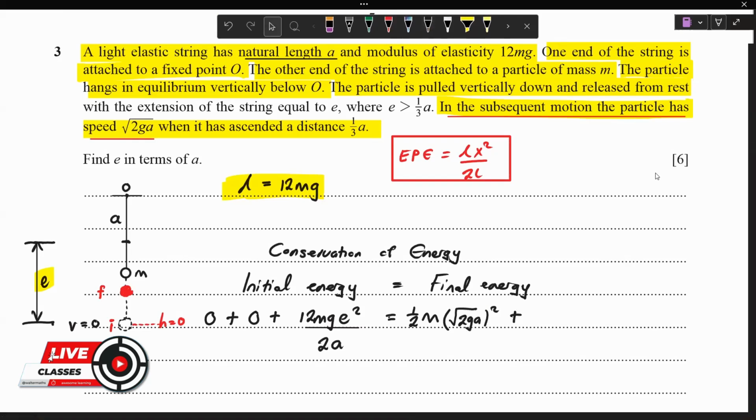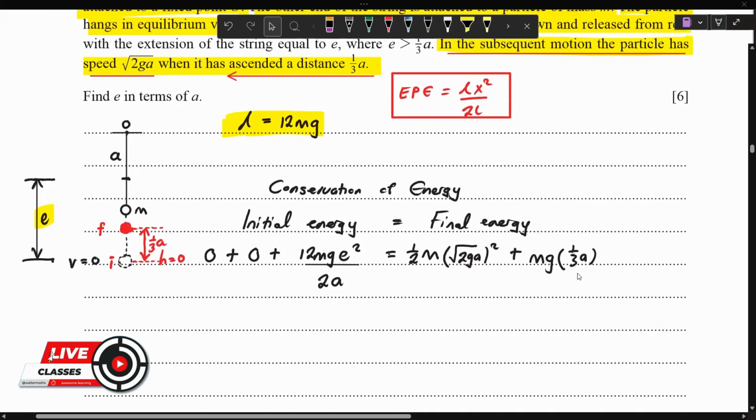Now let's have the final gravitational potential energy. The final gravitational potential energy is going to be influenced by h, the distance from h equal to 0, that is. And we've been told that it would have ascended a distance of a third A. So h in this case is a third A. So we'll say it's mg times a third A. So that's basically what the final energy is going to be. I hope you're following.